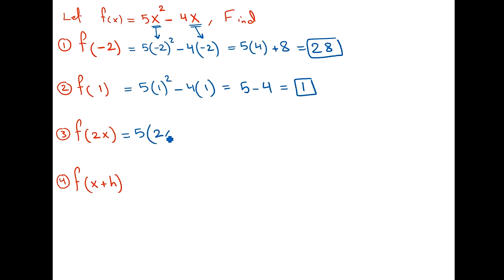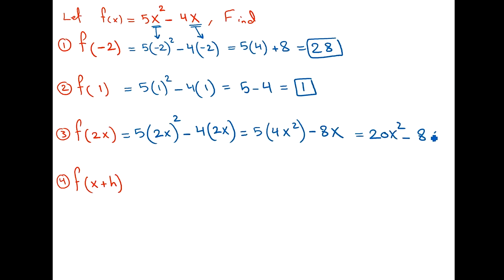Now, f(2x). It means replace x with 2x. Minus 4, replace x with 2x. We can distribute the square on the 2 and x. So we have 5 multiplied by 4x squared, minus 8x, from -4 multiplied by 2. And now 5 multiply 4, we have 20x squared minus 8x. This is the value of f(2x). Good.